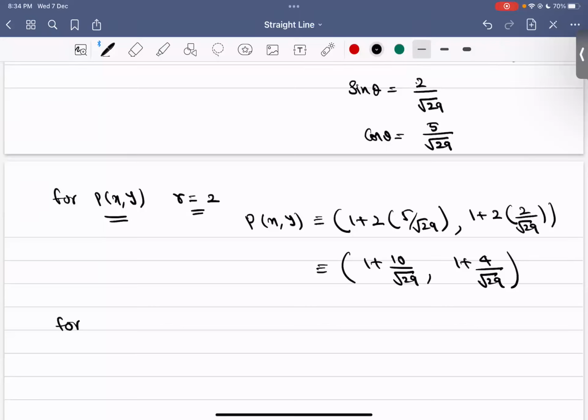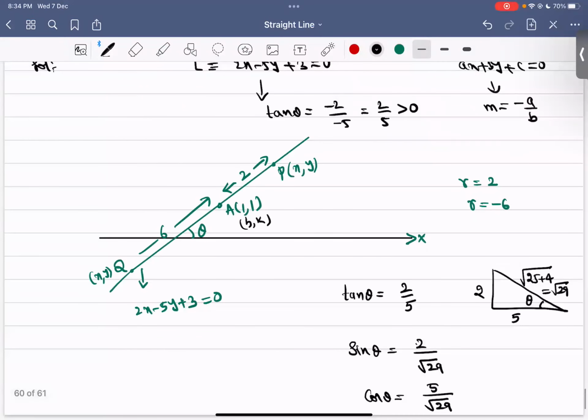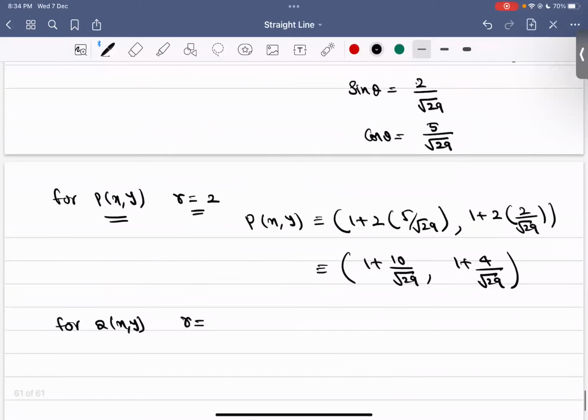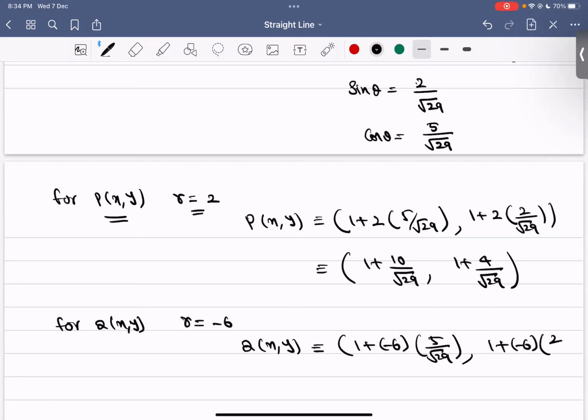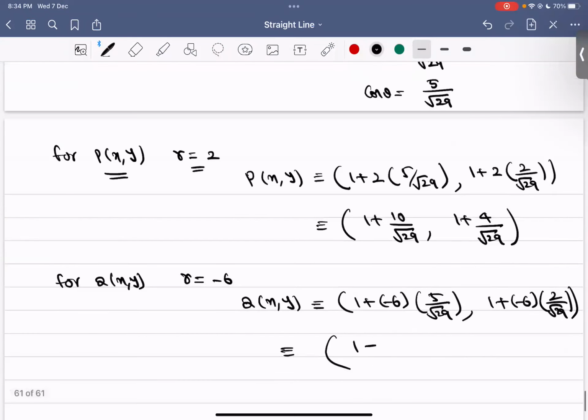Next, for Q(x, y), r is equal to what? It's below, relatively downward. Therefore, r is equal to minus 6. Therefore, Q(x, y) is equal to 1 plus minus 6 into cos theta, that is 5 by root 29, comma 1 plus minus 6 into sin theta, that is 2 by root 29. That is, the Q(x, y) coordinates are 1 minus 30 by root 29, comma 1 minus 12 by root 29. So these are the coordinates.